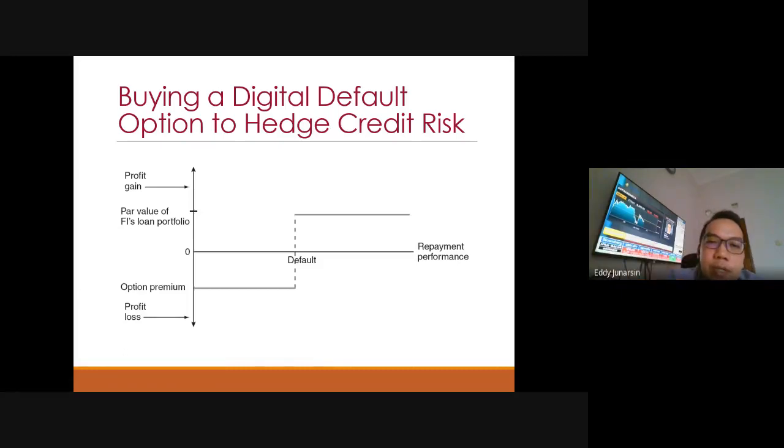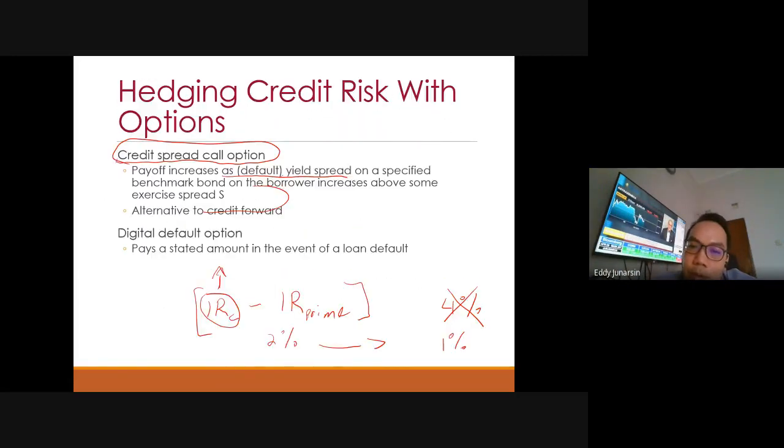Okay, so see here, repayment performance. Again, we have to pay for the option premium because you have the choice, right? Whether or not to execute the deal. Okay, so again, once again, this is an option, right?